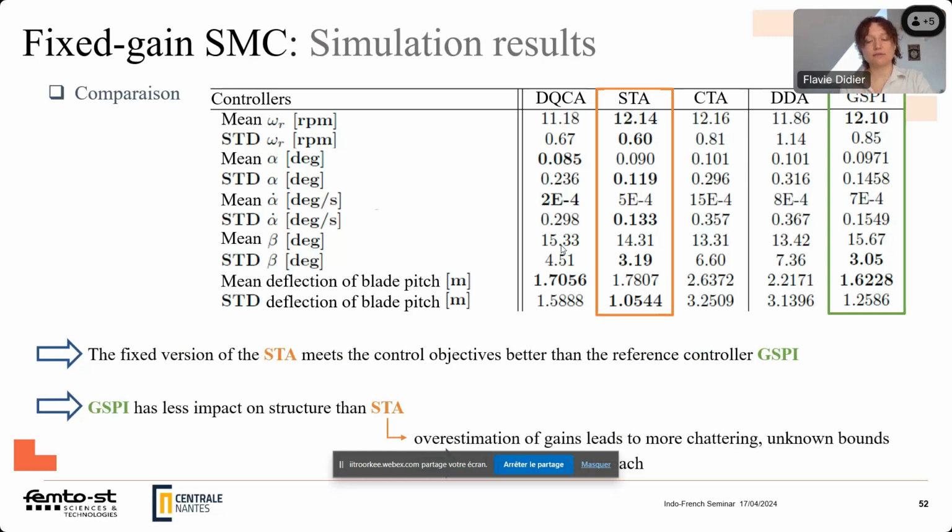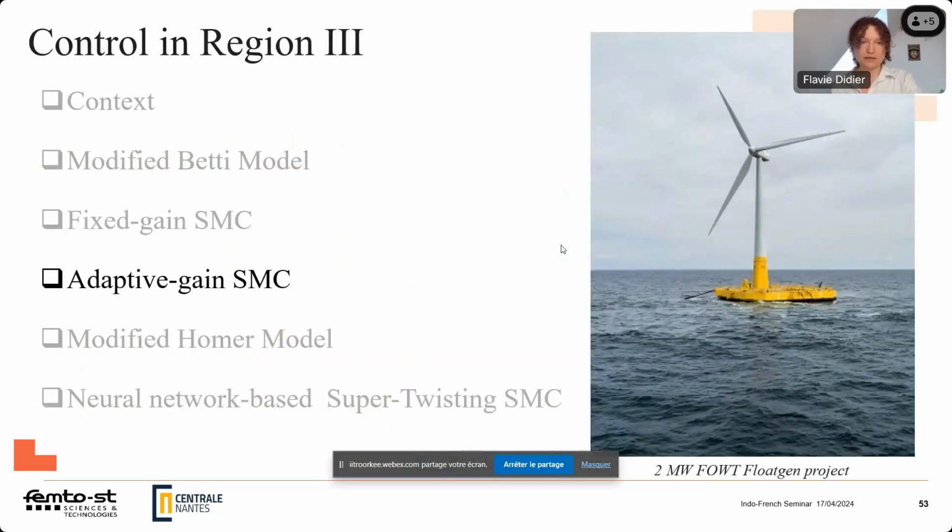And the fact that the fixed gain algorithms presented require knowledge of the upper bounds of disturbances. This is not always easy to evaluate and obtain. That's why we wanted to synthesize adaptive gain sliding mode controllers that will free us from the need to know the upper bounds of disturbances. So this is the next part, the adaptive gain sliding mode controller.